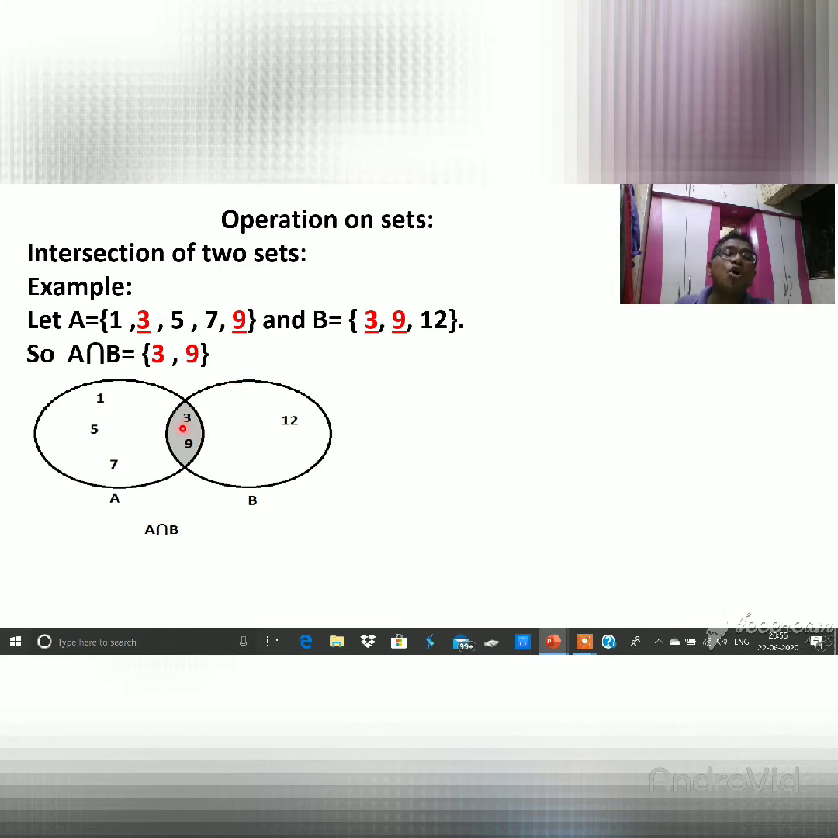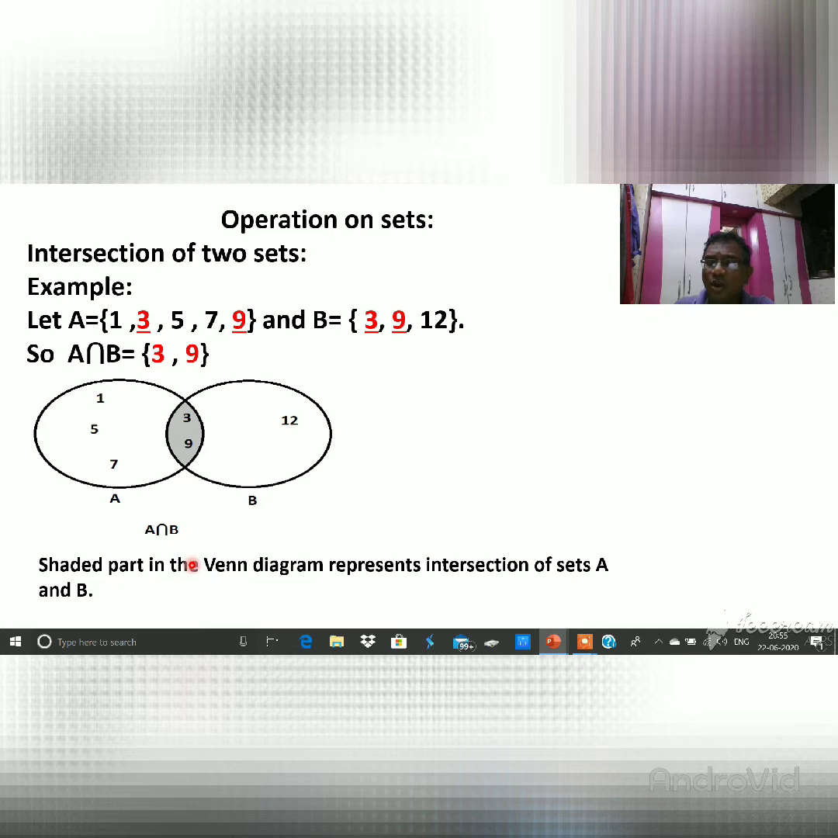So whatever is common can be shown by identical marks or by color. And they have intersection number 3 and intersection number 9. So that intersection diagram is written here, A intersection B. Here the only common elements are 3 and 9. So the intersection can be shown in such a way, and this diagram is of the intersection of two sets. So we have seen this by Venn diagrams.